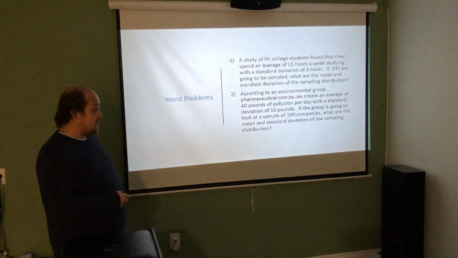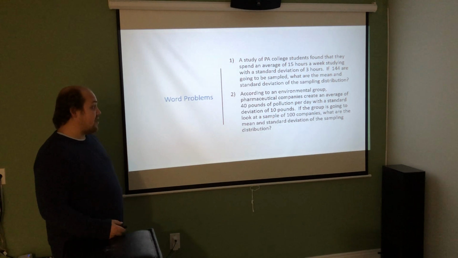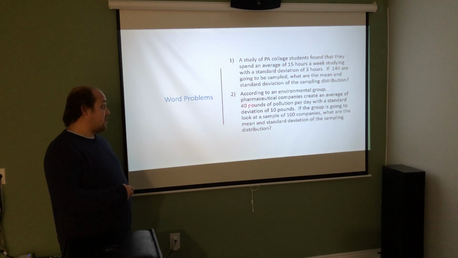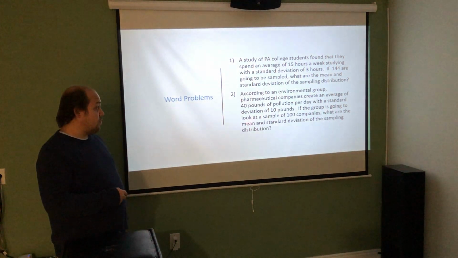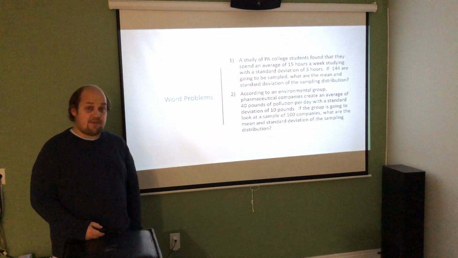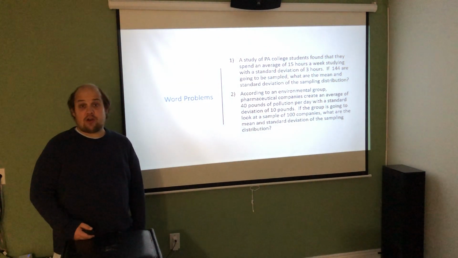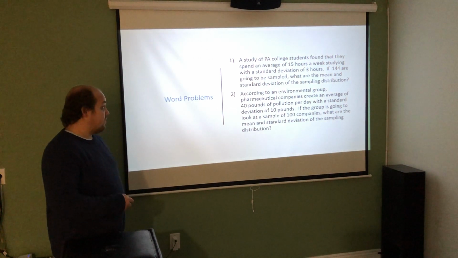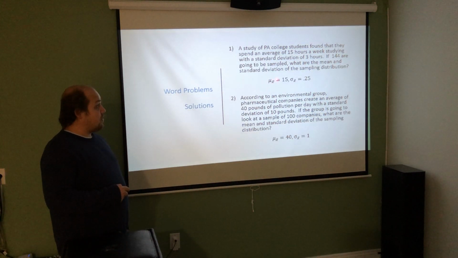For the second one, they tell us that pharmaceutical companies create an average of 40 pounds of pollution a day with a standard deviation of 10 pounds. So where we're going to start, this 40 is going to be the mean of the sampling distribution. Then, if the group is going to look at a sample of 100 companies, the standard deviation is going to be the 10 pounds that was the standard deviation, divided by the root of n, which in this case is the root of 100. 10 over root of 100 is 10 over 10, or just 1, for the standard deviation of the sampling distribution. So there we can see we have mean 15, standard deviation 0.25, mean 40, standard deviation 1.